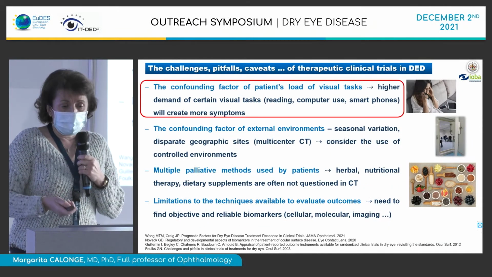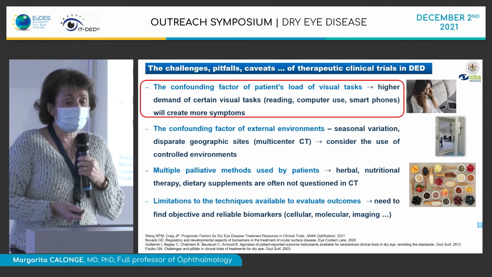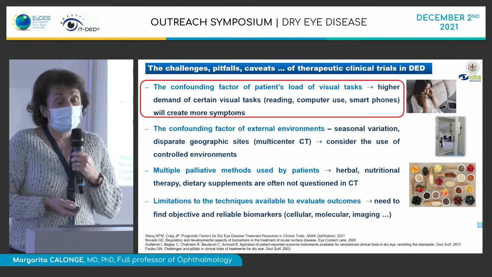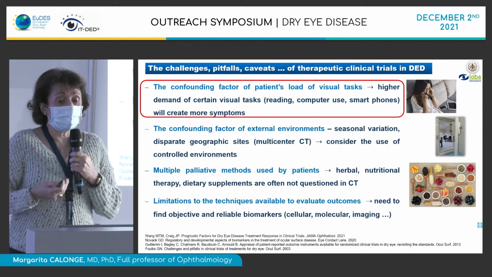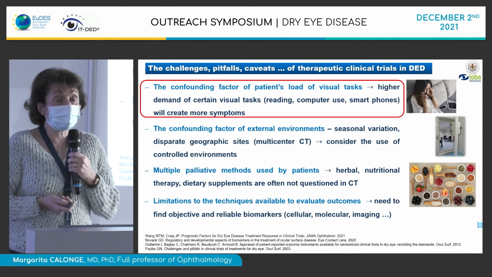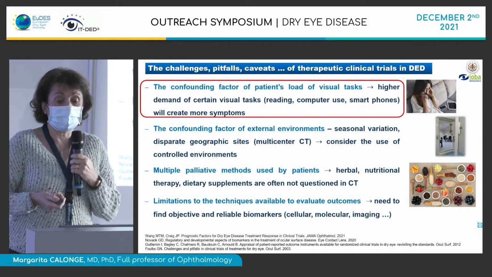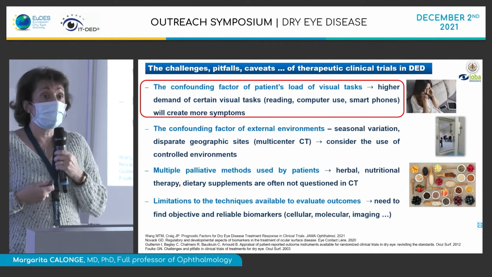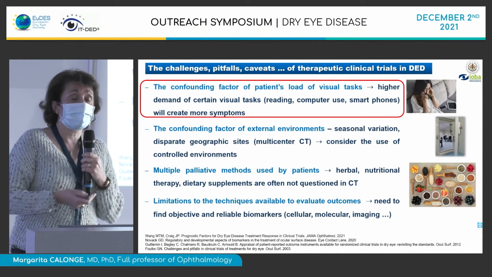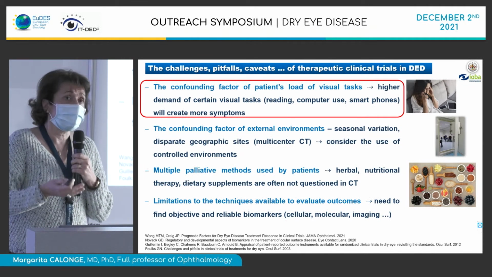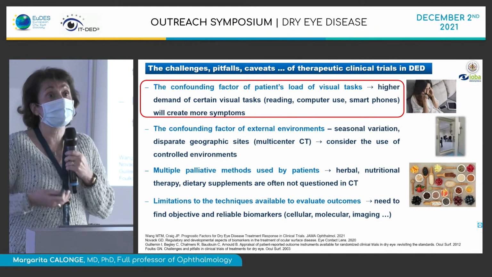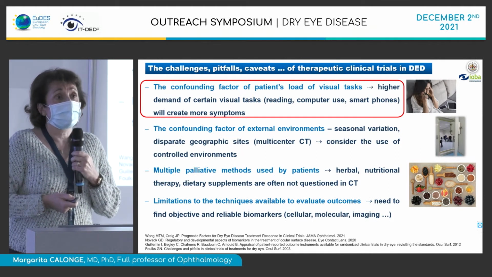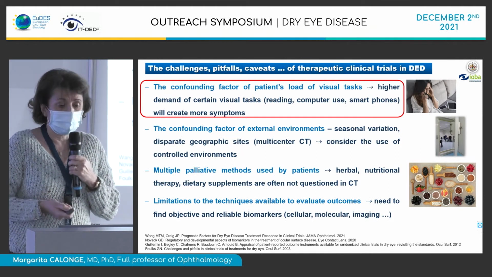There are many other reasons. For instance, the confounding factor of patients' load of visual tasks. People with higher demands on visual tasks, young people working, reading, computer using, smartphones, etc., will have more symptoms than people whose life is not so much based on these visual tasks. Putting all these people together in clinical trials may also introduce an important bias.